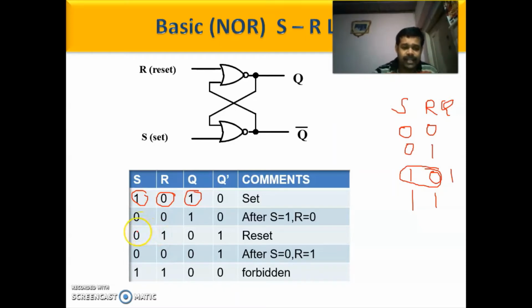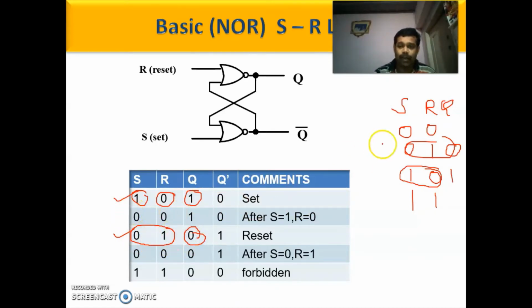Similarly, when S is 0 and R is 1, your Q will be 0. So the first condition is when S is 1 and R is 0, your Q is 1. The second condition is when S is 0 and R is 1, and your output will be 0.